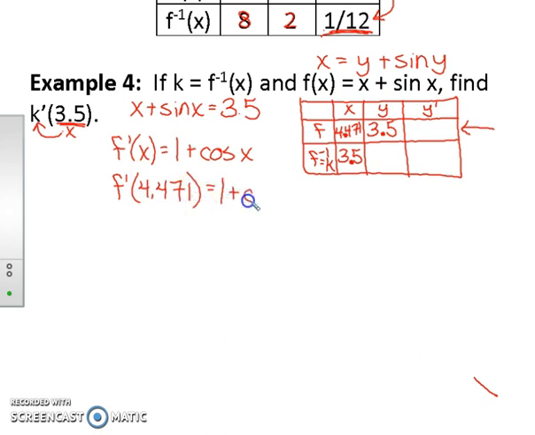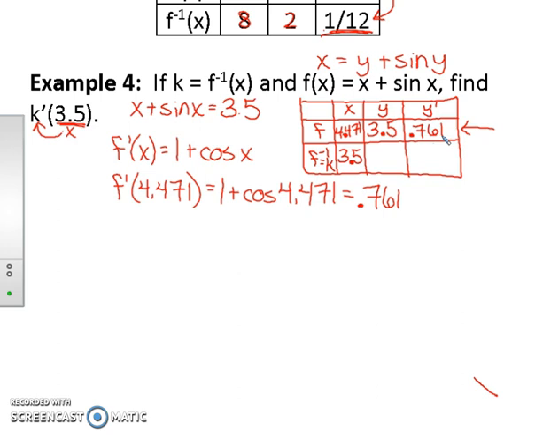So on your calculator, you just simply type in 1 plus cosine 4.471. And for this particular one, it would need to be a calculator problem because you couldn't solve it without it. And you're going to get 0.761.